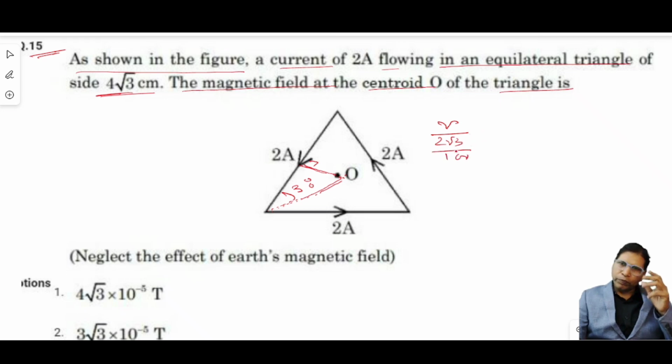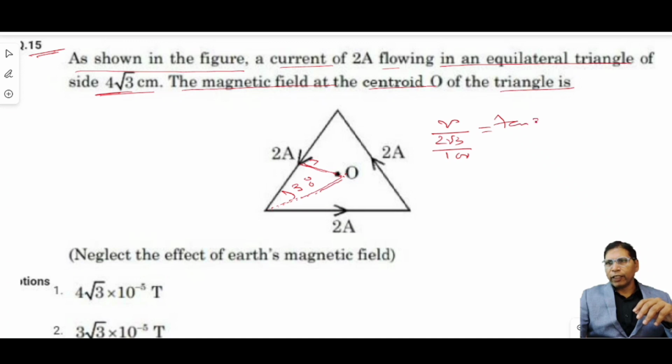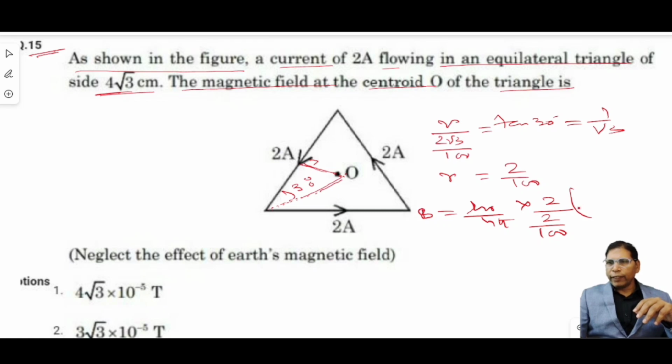This equals tan 30 degree. Now tan 30 equals 1 by root 3. So r is equal to 2 by 100. Now the magnetic field B equals mu naught by 4 pi, I is 2 ampere, R is 2 by 100, into sine theta 1 plus sine theta 2.